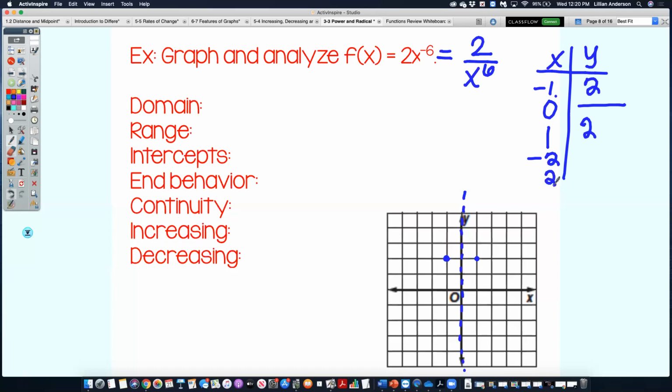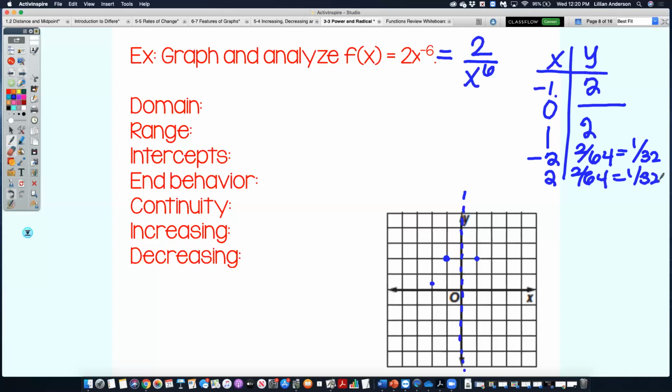If I plug in -2 and raise it to the 6th power, that's going to give me 2 over 64. 2 over 64 reduces down to 1 over 32. That number is very close to what number? It's very close to 0. But is it 0? No. If I plug in +2, I get the exact same thing.